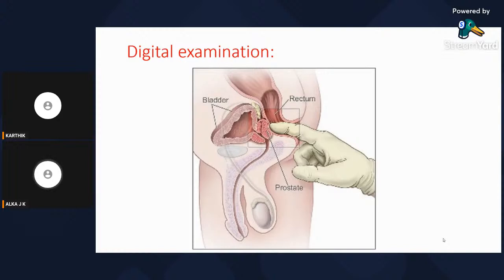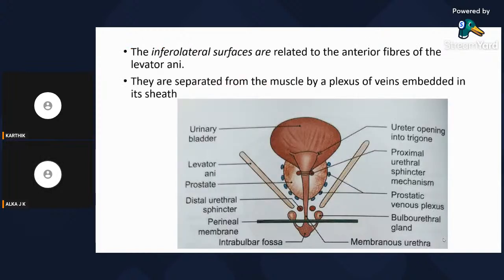In the male pelvis, you see only the rectum and bladder. In the female pelvis, in between these two, the uterus will come. So the rectovesical pouch is there, that is the peritoneal pouch. Just near the neck of the bladder, below it, the prostate is there. So if we pass the finger, we can feel prostatic enlargement. This is the most important exam.